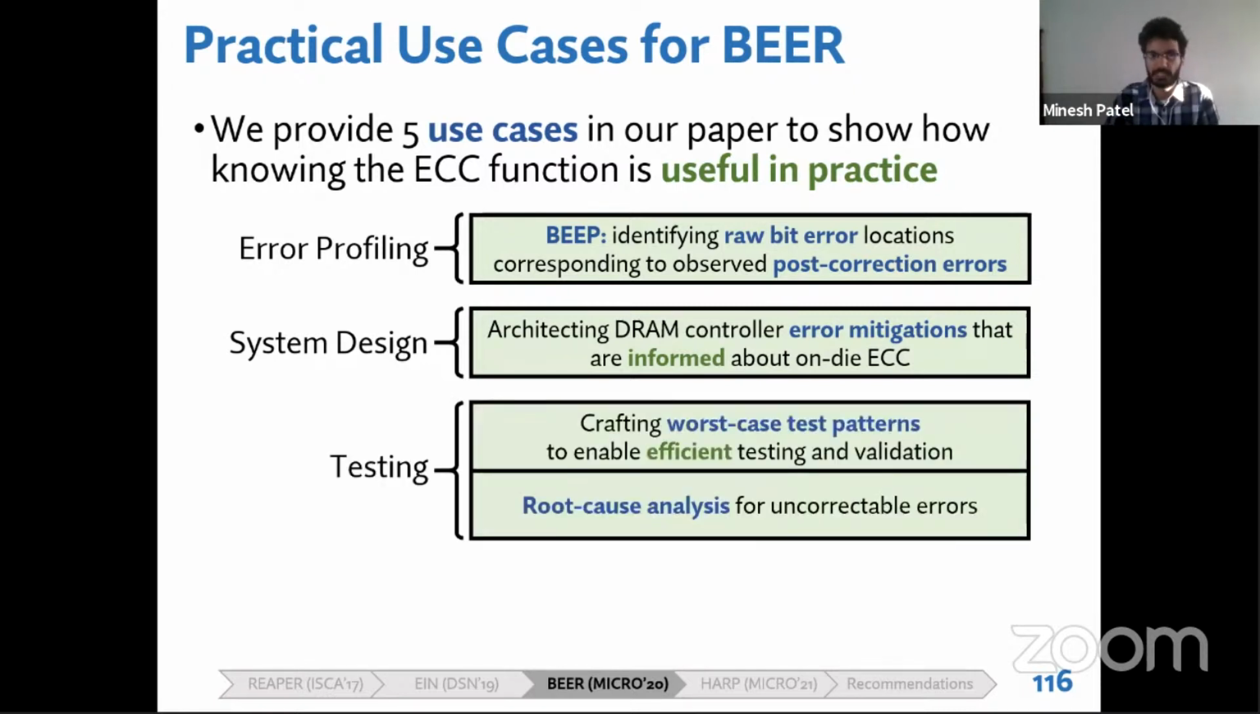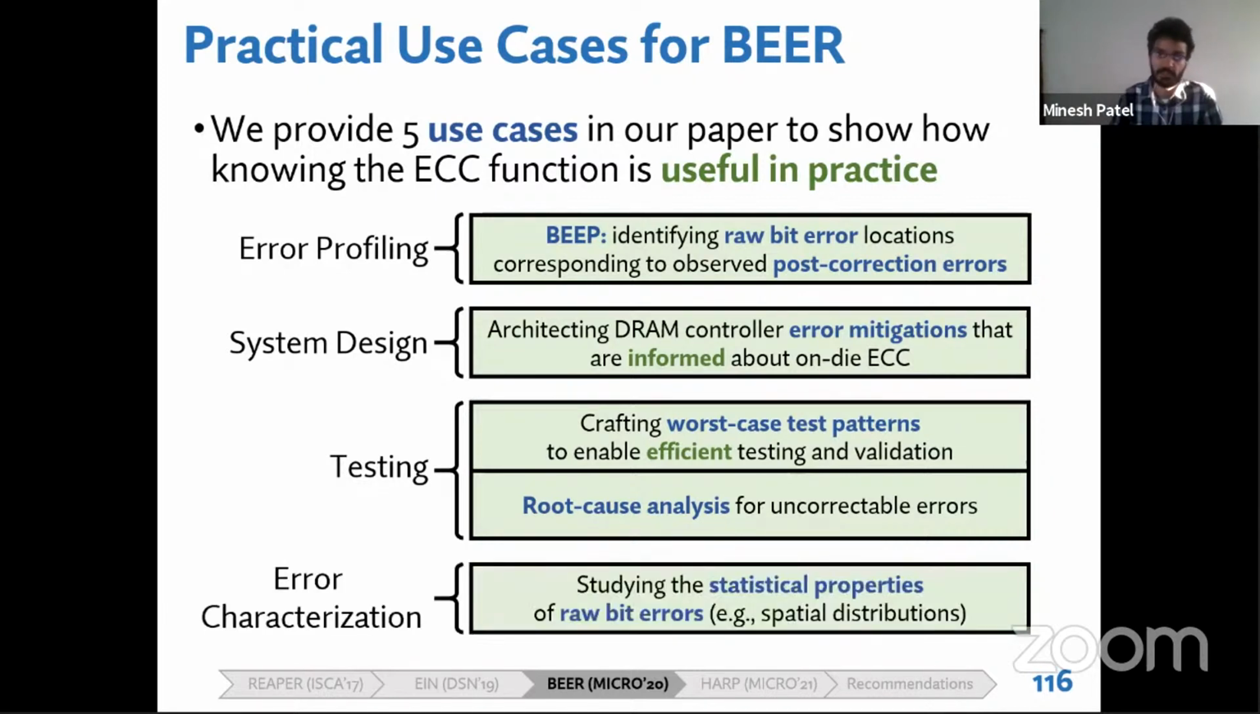The third and fourth use cases deal with testing, where we can better craft worst case test patterns, knowing exactly how on-die ECC will encode the data, and doing root cause analyses for uncorrectable errors. And the final use case deals with error characterization, where we can study the statistical properties of raw bit errors, for example, their spatial distributions, in a more detailed way than possible with just the high-level characteristics returned by a methodology such as EIN.